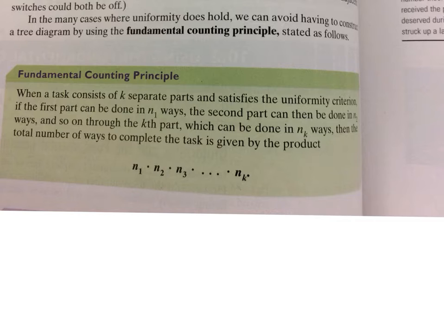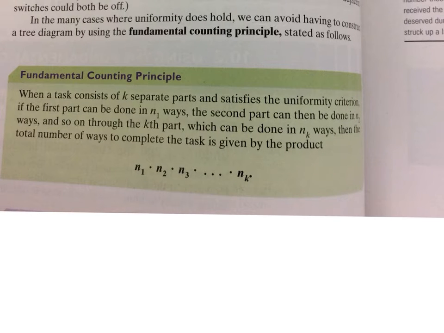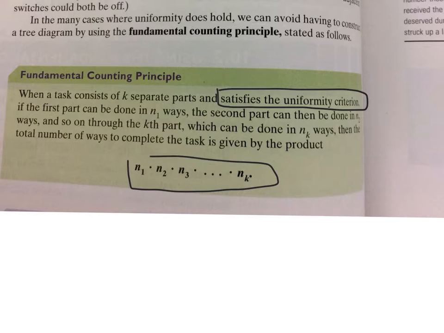It says, when a task consists of k separate parts and satisfies the uniformity criterion. So that's how it's going to play in. Then the first part can be done n sub 1 ways, the second part can be done n sub 2 ways, and so on through the kth part, which can be done in n sub k ways. Then the number of ways to complete the given task is given by the product, and you got this product. Now, what in the world does all that mean?